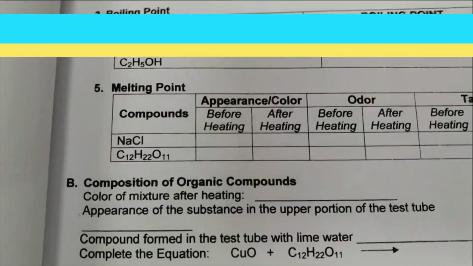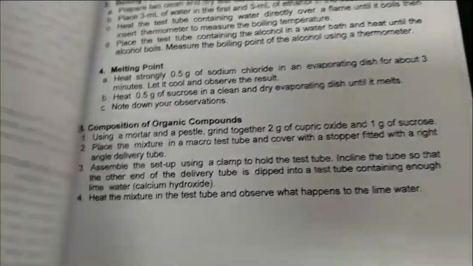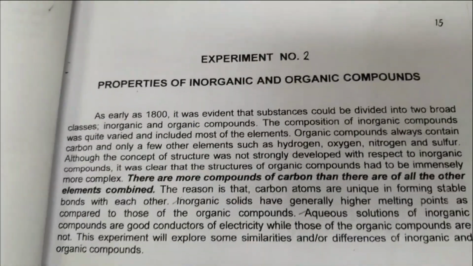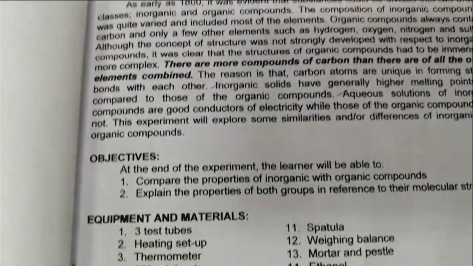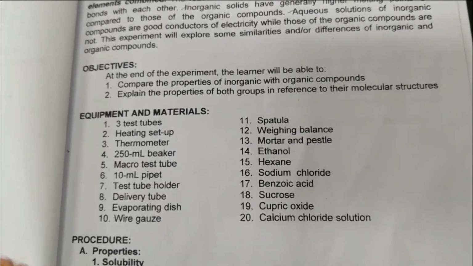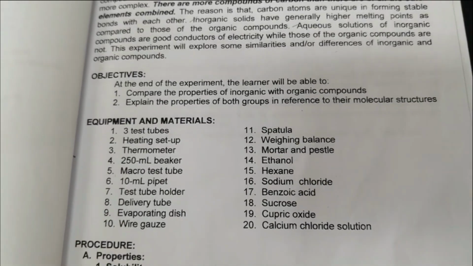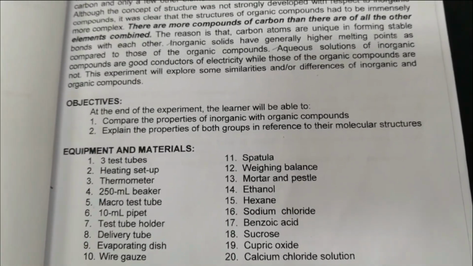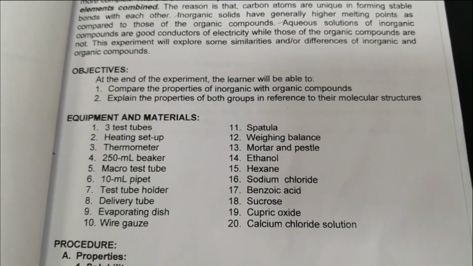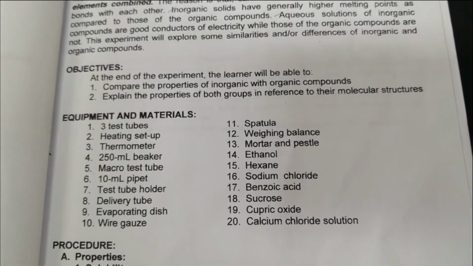C12H22O11 or the sucrose. So that's it for the experiment and the properties of organic and inorganic compounds. So discuss or compare nyo yung properties nila na nagawa dun sa experiment: solubility, flammability, melting point, and boiling point. So explain the properties of both groups in reference to their molecular structures. Okay? So expect that in your experiment. So that's it.